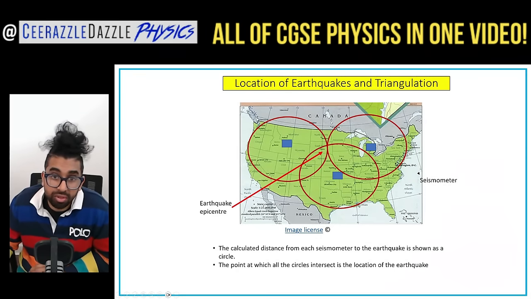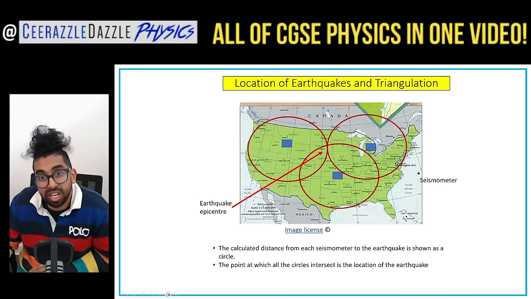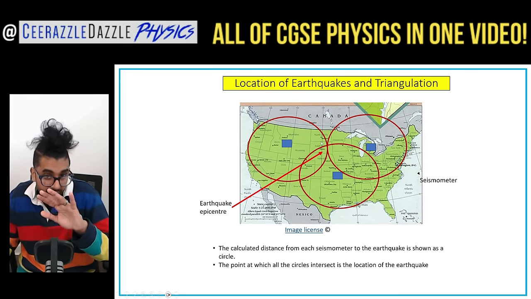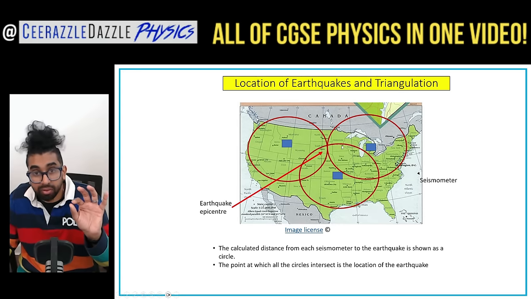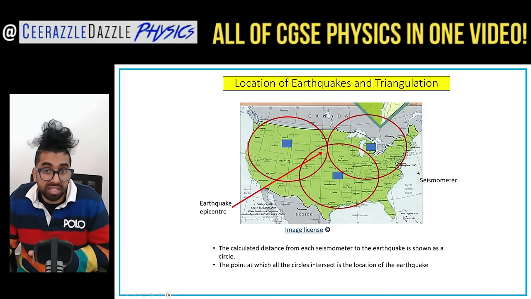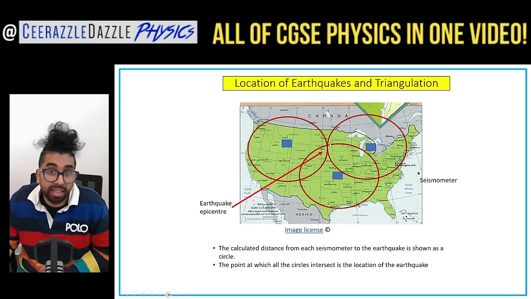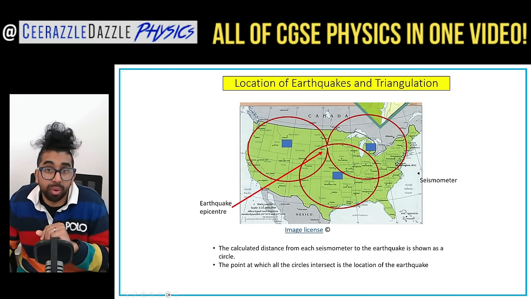Location of earthquakes and triangulation. Let's say we have three seismometers which are going to detect the earthquakes. First of all, the seismometer can only tell you how far away it is, so it could be anywhere along this line. But if you put three of them up to find the location of the earthquake, it'll be where all of the lines intersect. So this point over here will tell me the exact location of the earthquake.